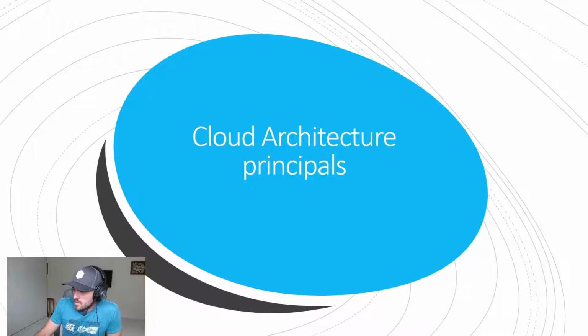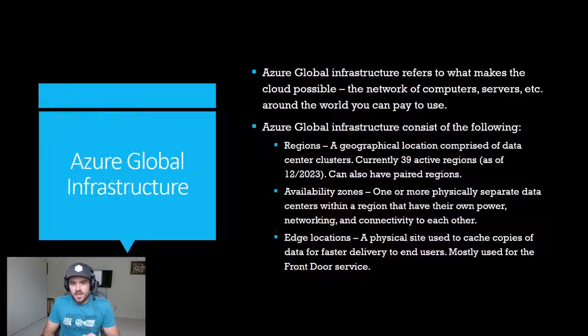All right, everybody, let's go ahead and get back into it here. All right, so we are now going to go into some cloud architecture principles. All right, and again, this is not architecting specific deployment scenarios. This is more of how the cloud is architected in general, because it's kind of an abstract concept, right? So the Azure Global Infrastructure refers to what actually makes the cloud possible, right? It's the network of computers, servers, and all the other IT related resources around the world that you can pay to use. Okay?